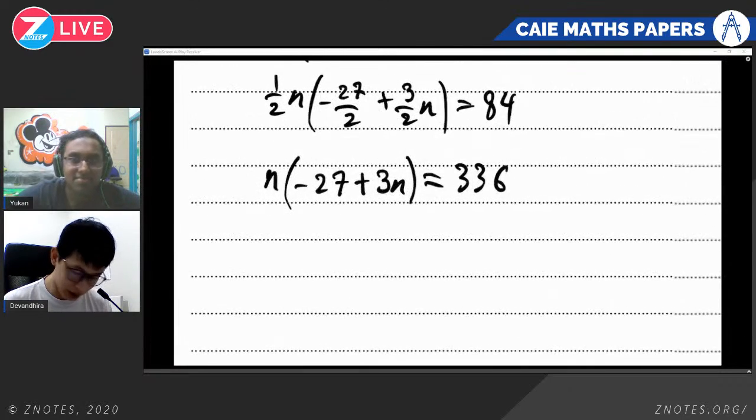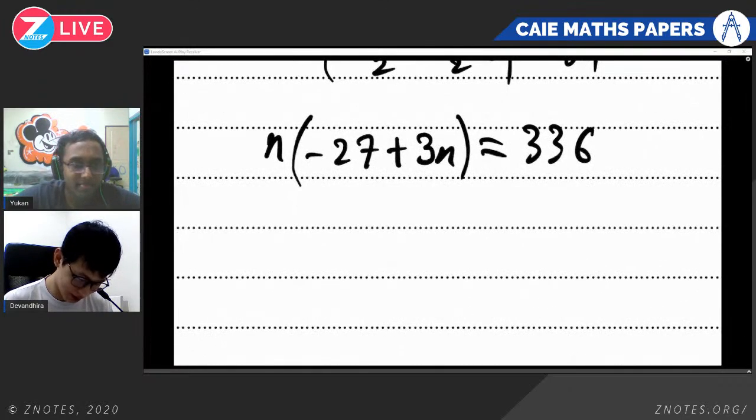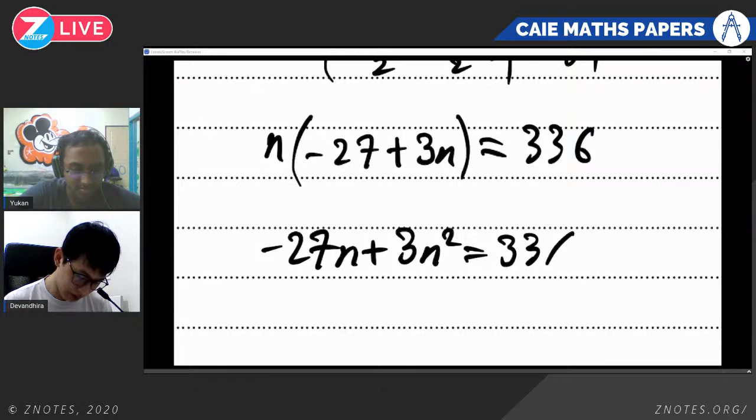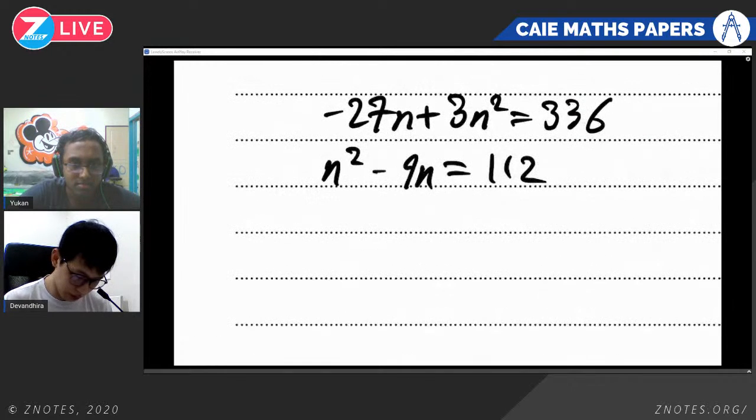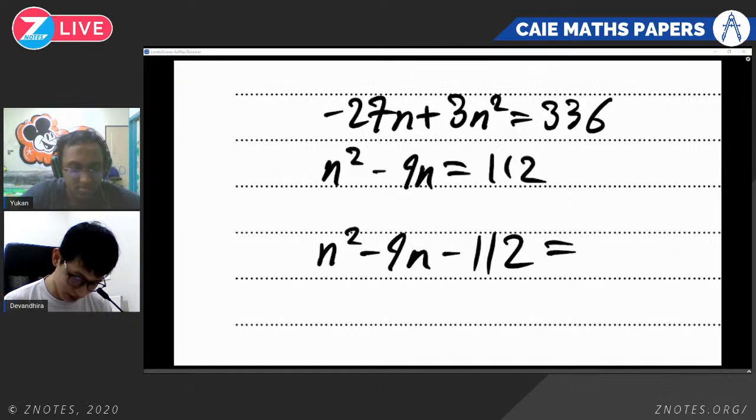Okay, we can even divide by 3, yeah. So we have negative 27 n plus 3n squared. I'll divide by 3 because it'll be easier. 336 divided by 3 is 112. Move everything to one side, and let's solve the quadratic.